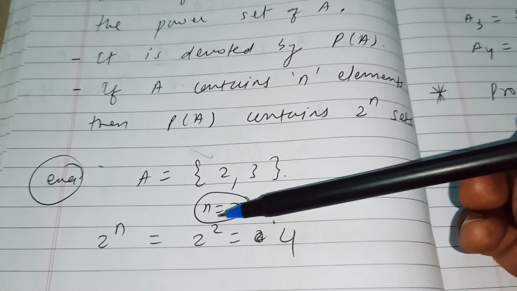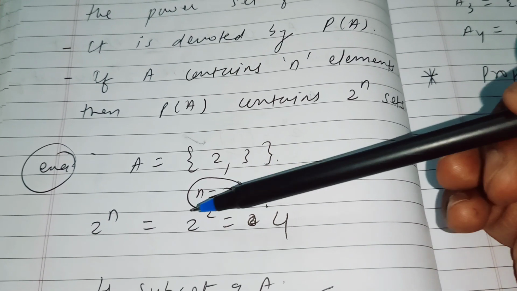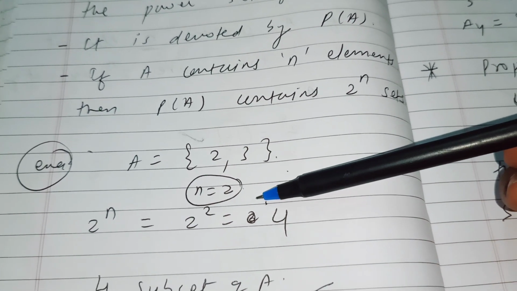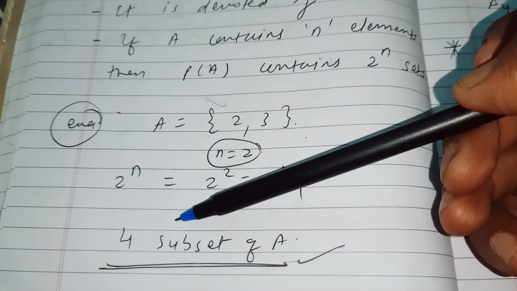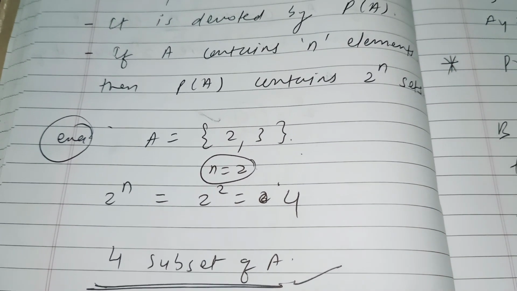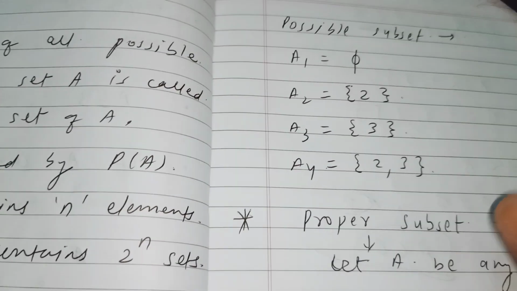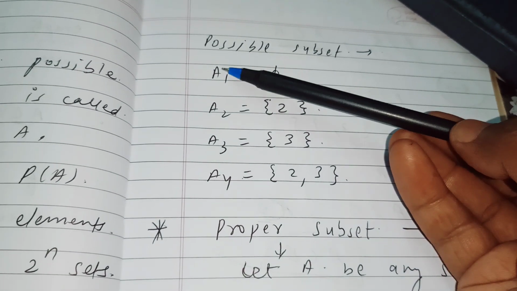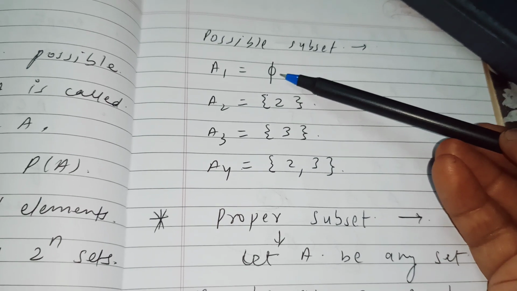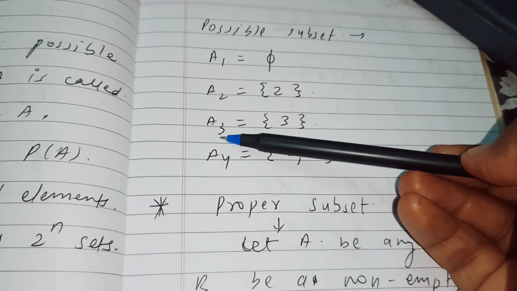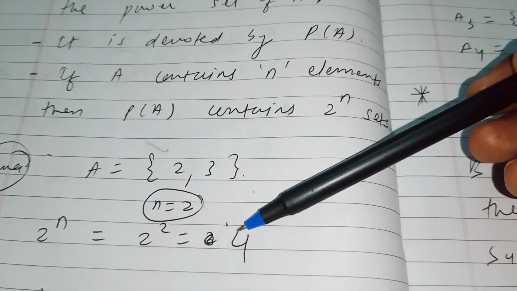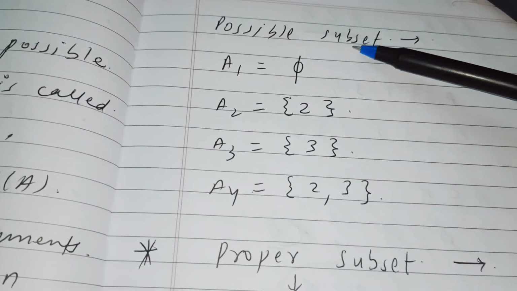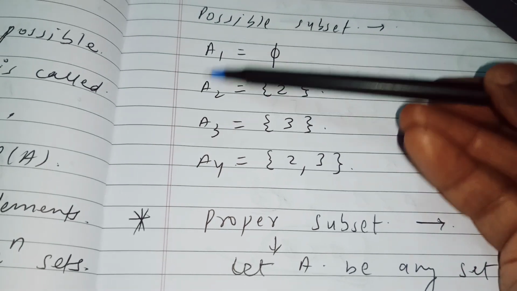Now we can say that A is equal to {2, 3}. So here n is equal to 2, and 2 power n means 2 power 2 is equal to 4. So there are 4 subsets of A. Clear? Yes. And then what are the possible subsets? If A1 is given 5 and A2 is given 2 and A3, these are the possible subsets of this one, 2 power 2, that is 4.